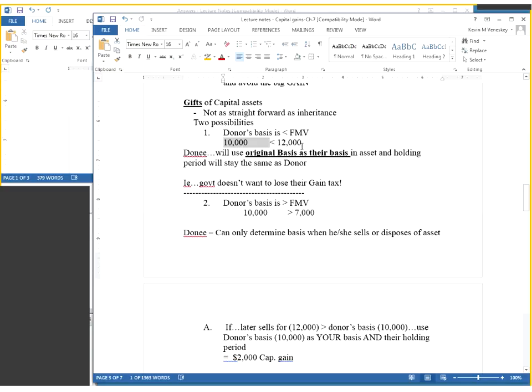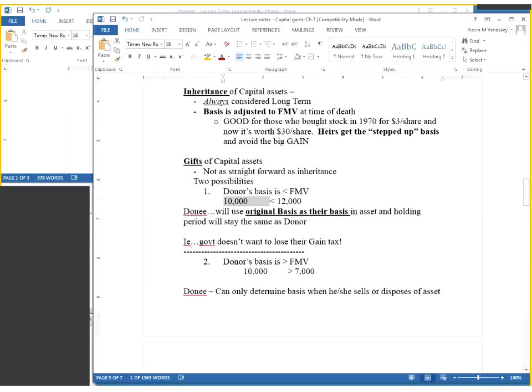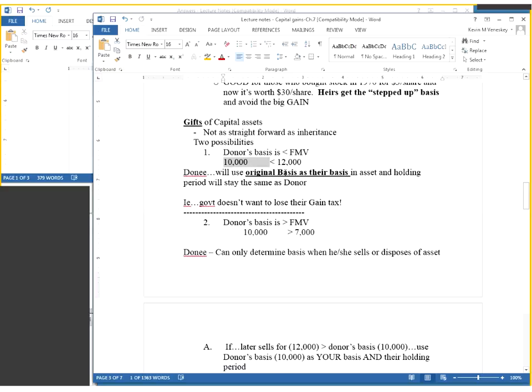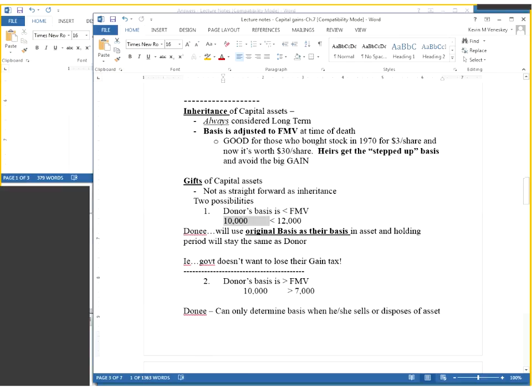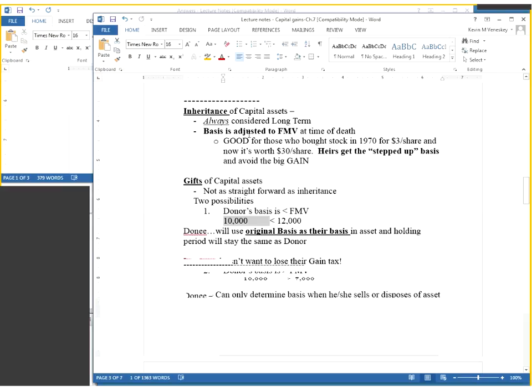So if you turn around and sell it for 12, you're going to pay the $2,000 gain, just like if the original owner sold it for 12. They would have had to pay $2,000. Thus, the government doesn't want to lose their tax. Up here, they were okay with it due to the death. But here, if you're trying to avoid a tax just by giving a gift, that's not going to work. You're going to have to die first before you can have your friend avoid a tax.